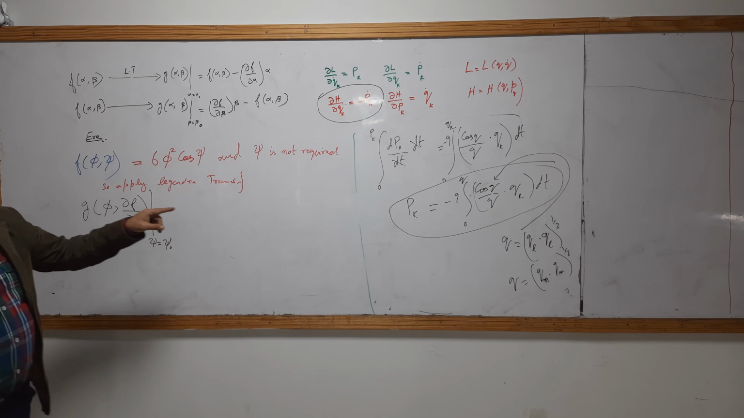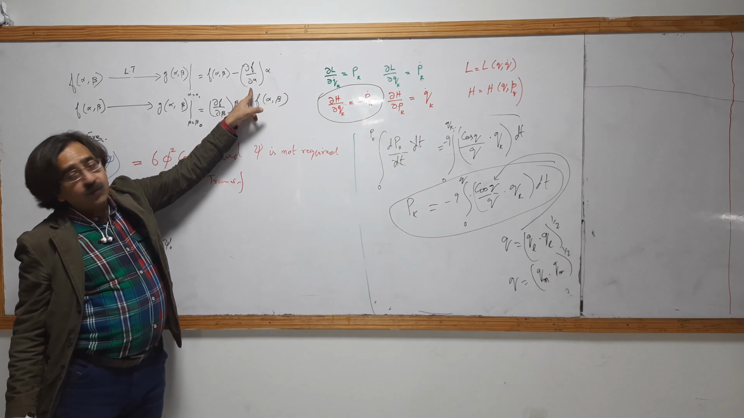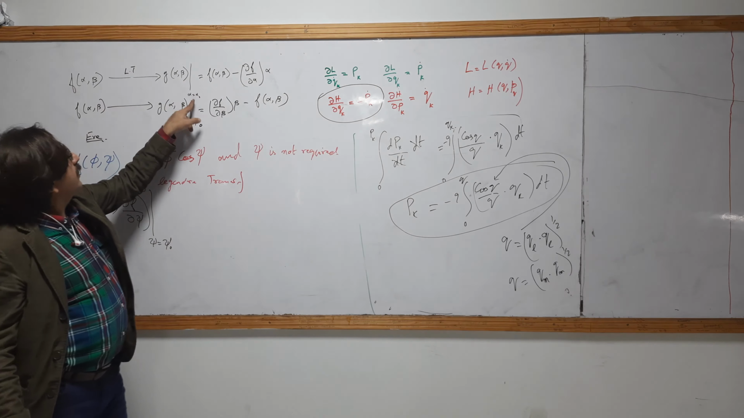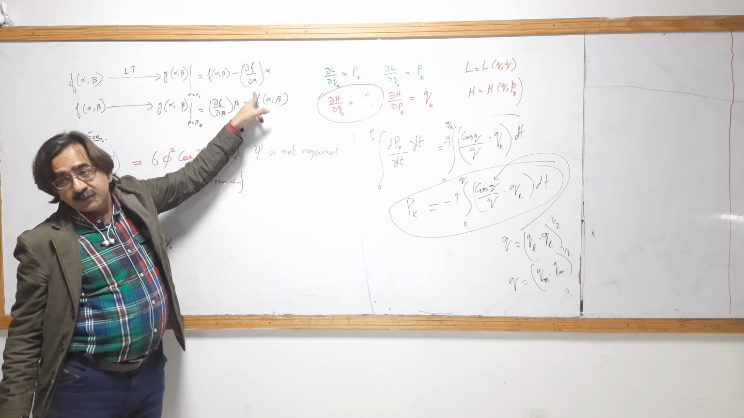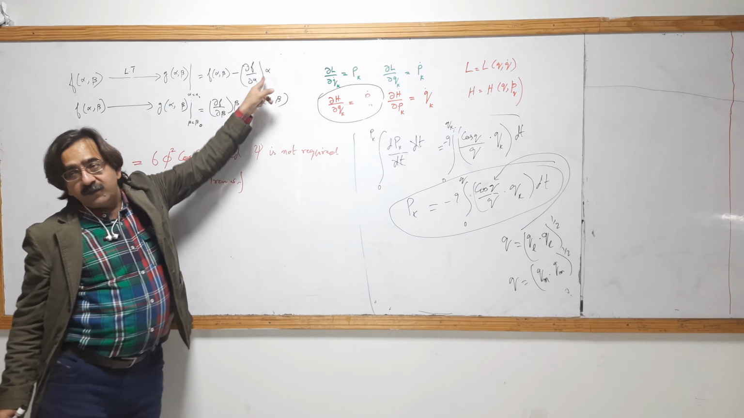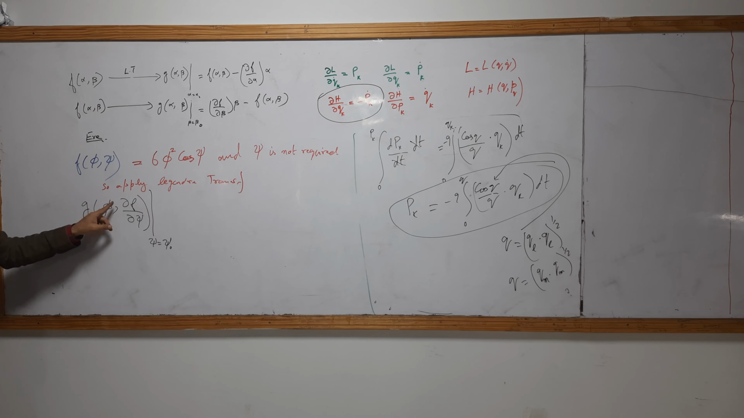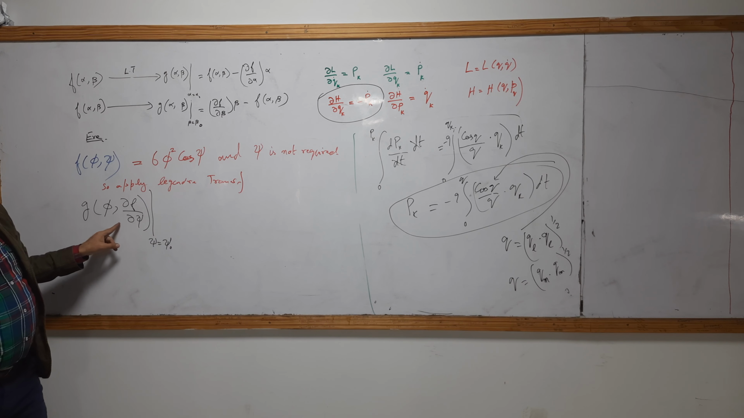The derivative of the old function with respect to unrequired. If alpha is unrequired, the derivative of the old function with respect to unrequired, multiplied by unrequired. Similarly, also in this case.